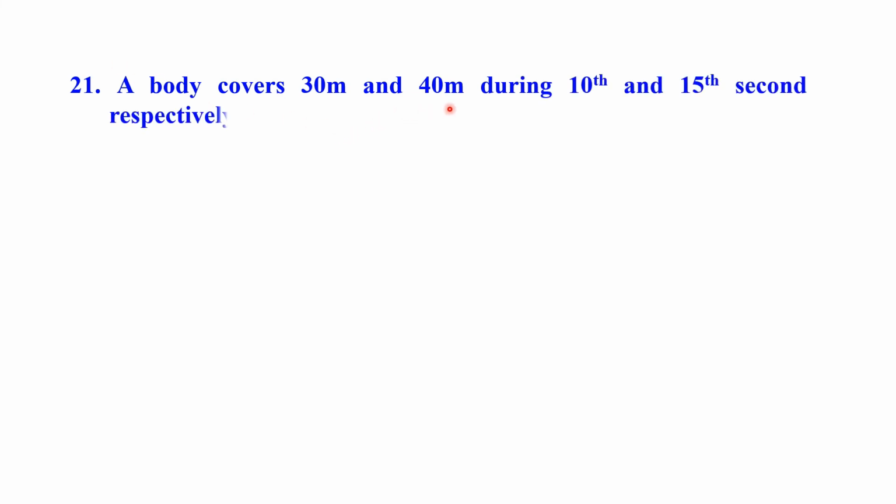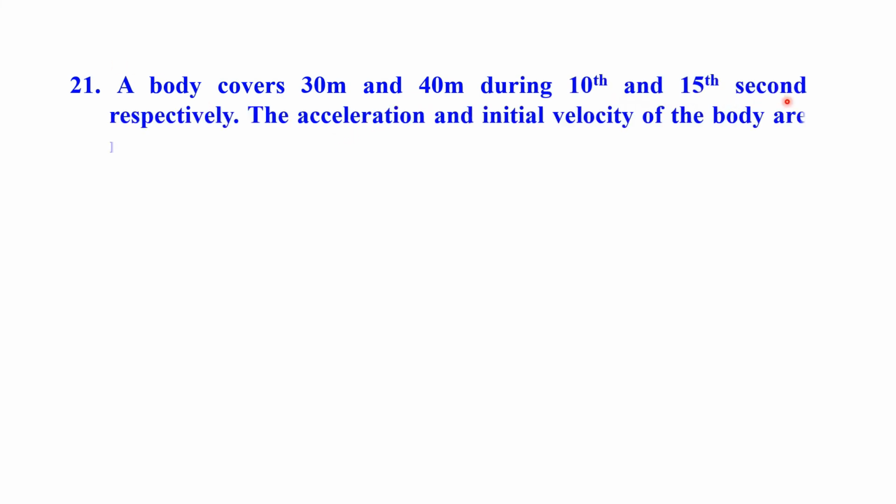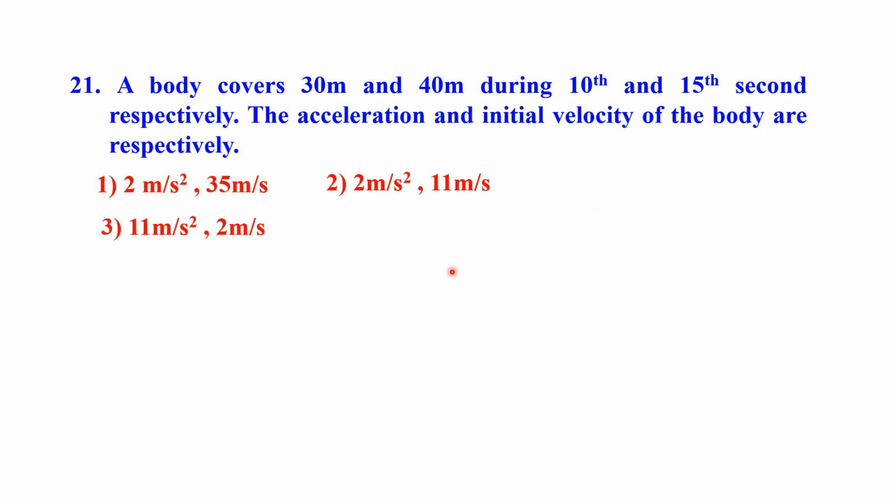Next one. A body covers 30 meters and 40 meters during 10th and 15th second respectively. The acceleration and initial velocity of the body are. Here we have to find acceleration and initial velocity of the body. 2 meters per second square, 35 meters per second; 2 meters per second square, 11 meters per second; 11 meters per second square, 2 meters per second; 1 meter per second square, 10 meters per second. Now let us go to the solution.